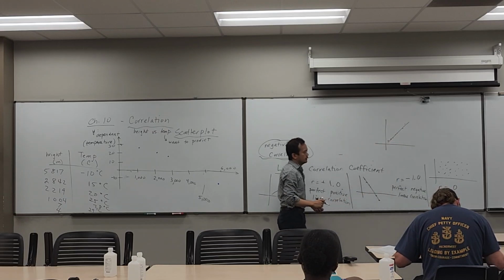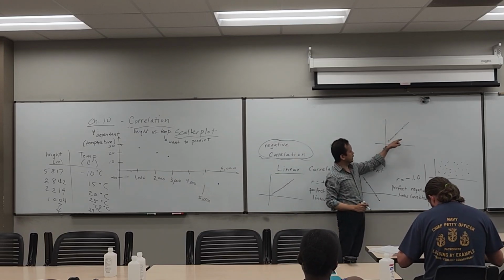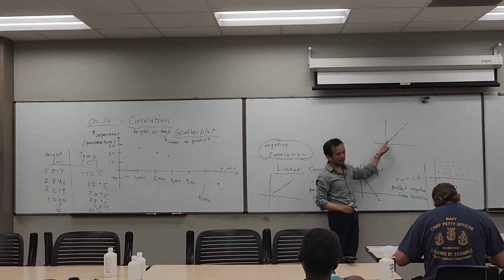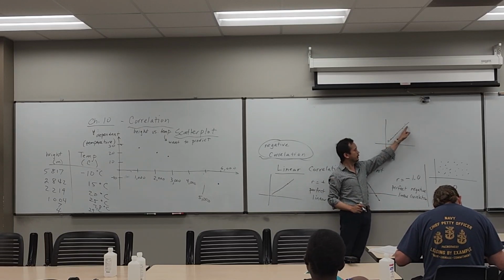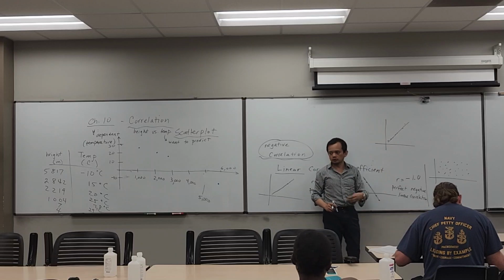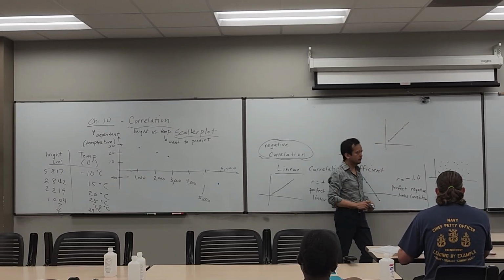If you have this line here, you notice that you have these points in your scatter plot, and then you try to fit the best possible line that goes through as many points as possible. But you notice that there's some points that still don't go through your line of best fit. So let's try to estimate what r might be.